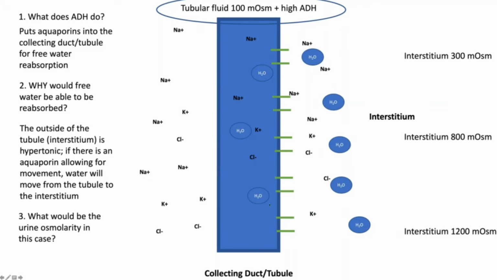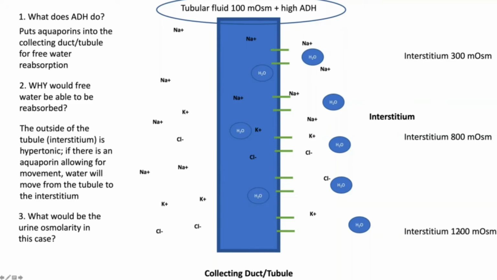And so the urine osmolarity in this case, then, Megan, let's just keep going. What would the urine osmolarity be in this case? If you have high ADH, your urine osmolarity would be low. Yeah, because you're reabsorbing the water, so there's less water in the collecting duct. That's what's going to end up in the urine. So give me a number though. 300, 100.